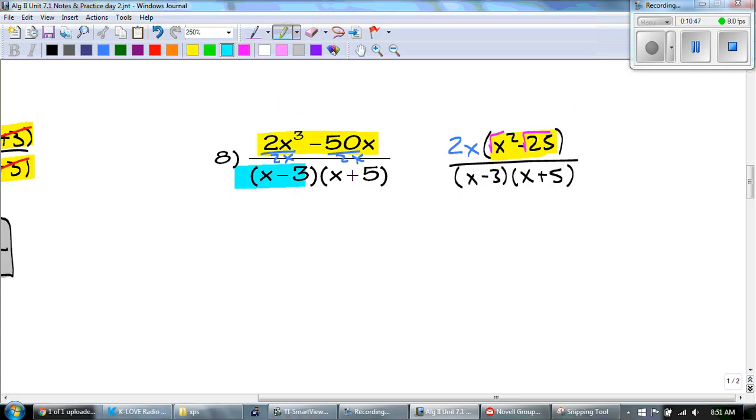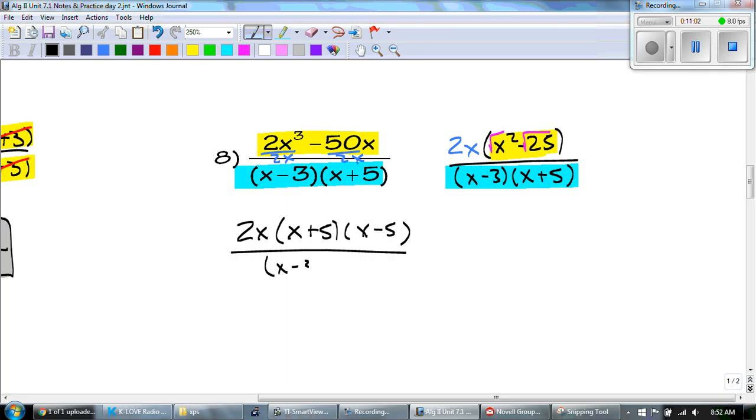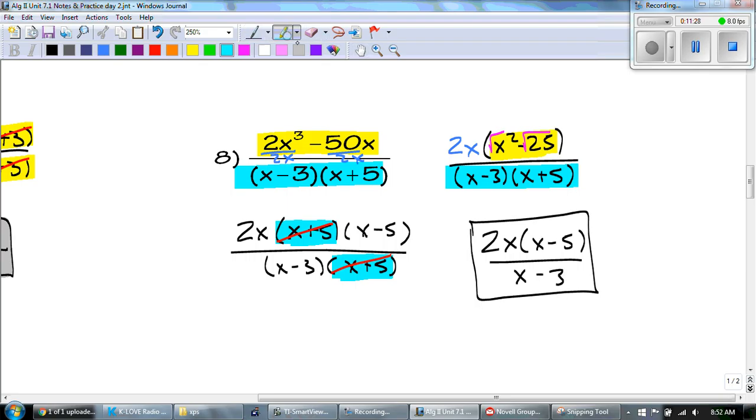Okay, this bottom part pretty much stayed the same. There's nothing I can do. But now I'm left with 2x, and the x squared minus 25 is x plus 5 and x minus 5. Then on the bottom we have x minus 3 and x plus 5. Only two of them are the same, so those cancel, and then I'm left with 2x times x minus 5, all divided by, sorry, I don't need parentheses down there, x minus 3. And that's it.